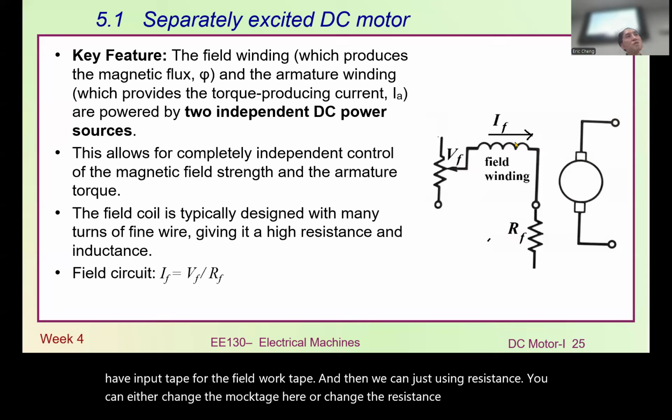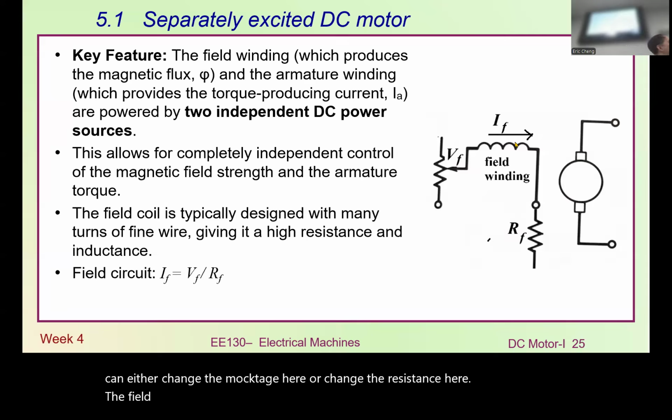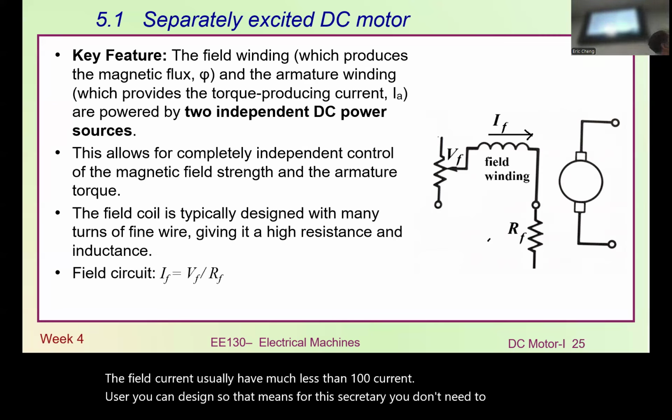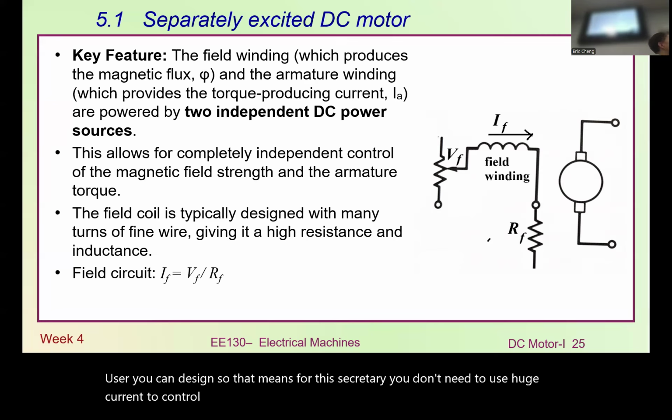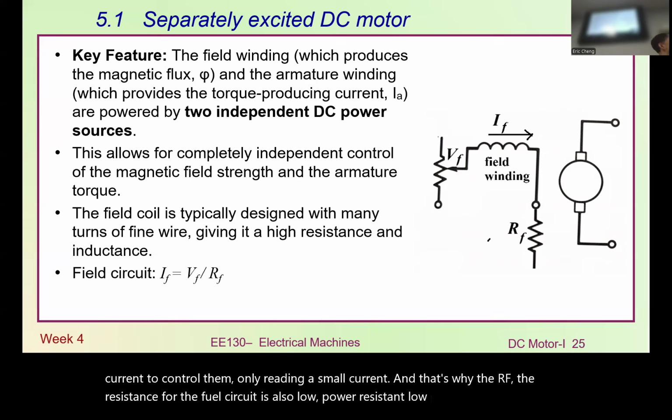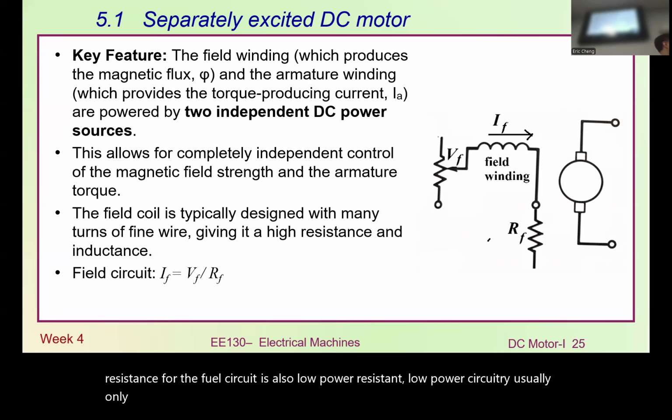The field current is usually much less than the armature current, usually in design. So that means for this circuitry, you don't need to use huge current to control them, only really small current. That's why the RF, the resistance for the field circuit, is also a low power resistance, low power circuitry. Usually maybe only 10%, 20%, that should be good enough for this kind of development.